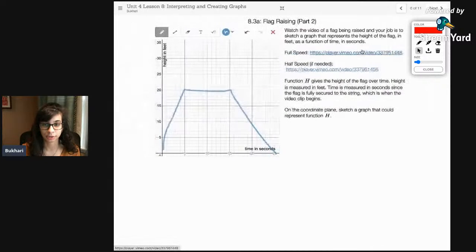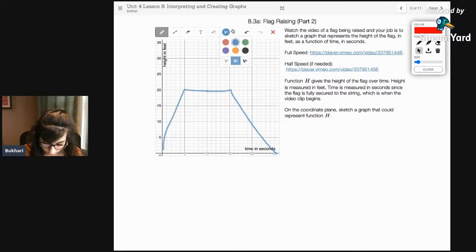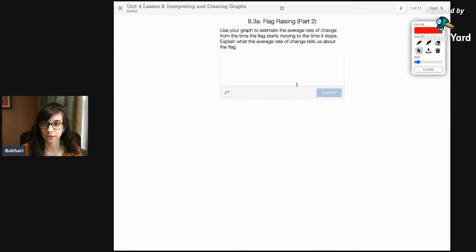So if you need to go back and look at the lesson 7 summary, take a look at that. But remember, when we're creating our average rate of change, we choose 2 points on our graph. I'll try a different color. We choose 2 points on our graph, and we use that to help us create our average rate of change. How quickly is the flag being raised in the situation that I'm talking about? And you want to be specific, right?